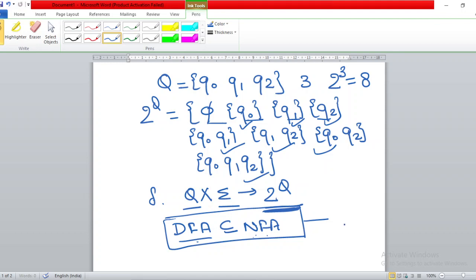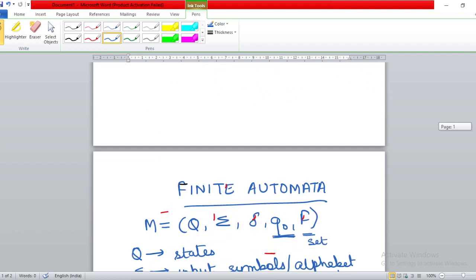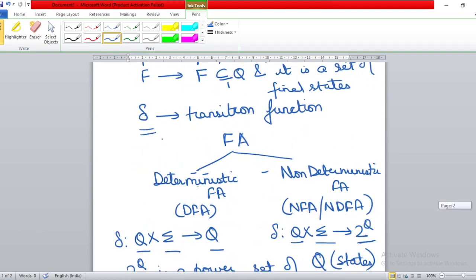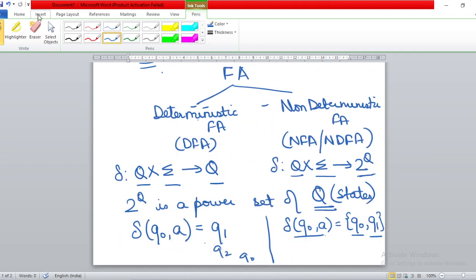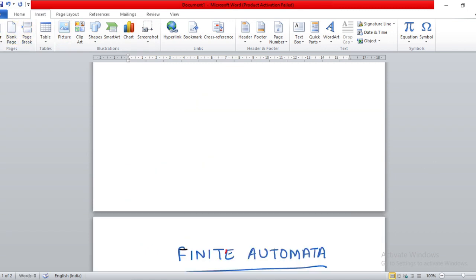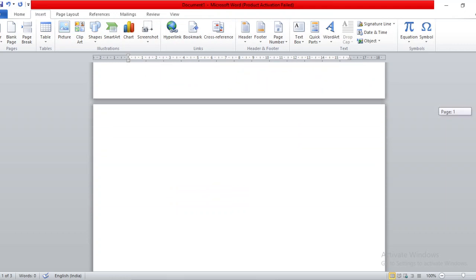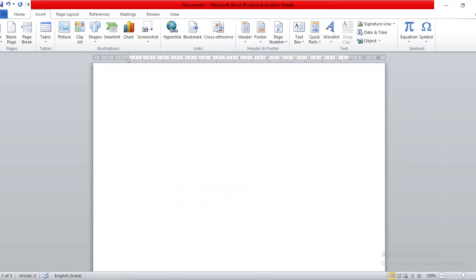Alright, so this is the basic difference between a DFA and NFA, and this is how we define finite automata. I hope the concept is clear to you, how you can define a NFA, how you can define a DFA, and what is meant by a transition function in both the cases.